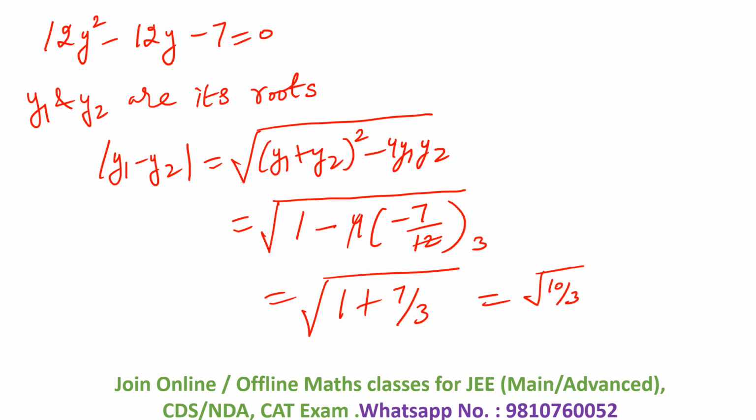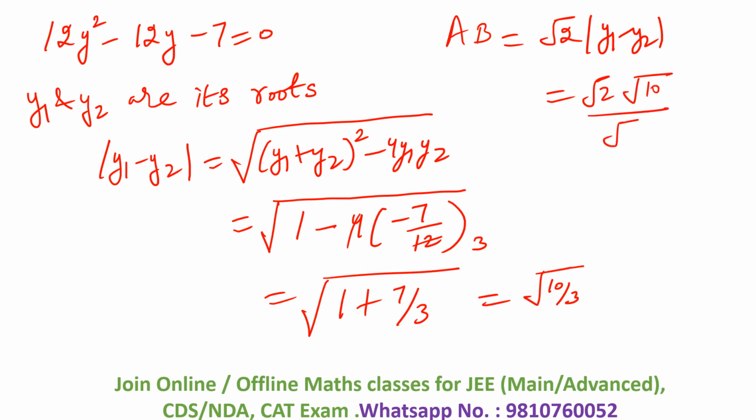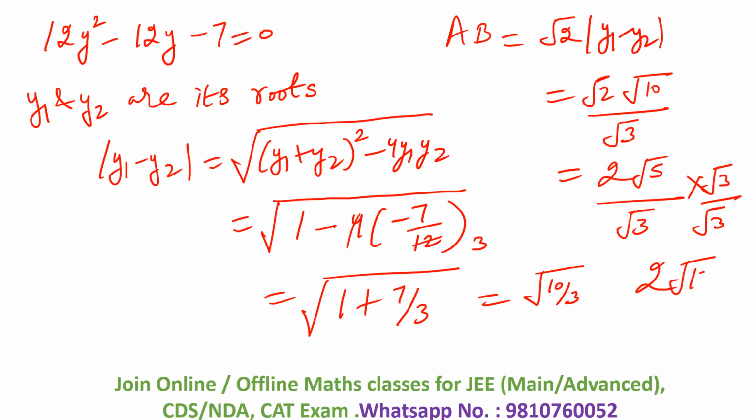Right? Now students, the value of AB was root 2 into |y1 − y2|. So this becomes root 2 into root 10 divided by root 3. When we simplify this, it becomes 2 root 5 divided by root 3. If you rationalize it, you will get 2 root 15 divided by 3. Now students, option C is the correct one. Now we move to the next question.